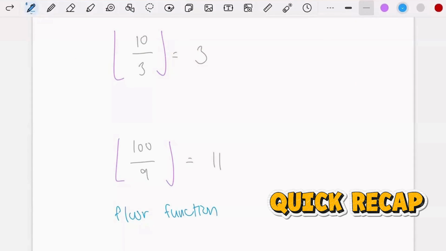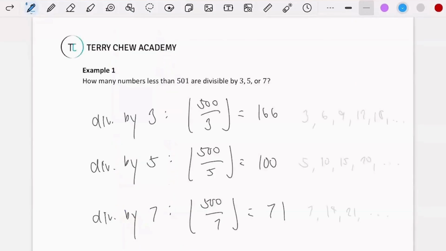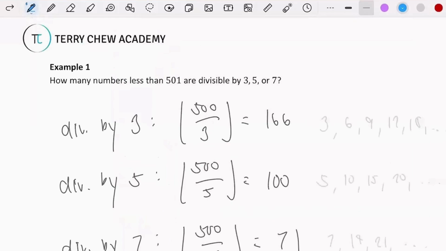So what is that useful for? Well, it's useful here because in example 1, we're trying to find the numbers less than 501 that are divisible by either 3, 5, or 7. It doesn't have to be all of them. As long as a number is divisible by one of them, it's good already.